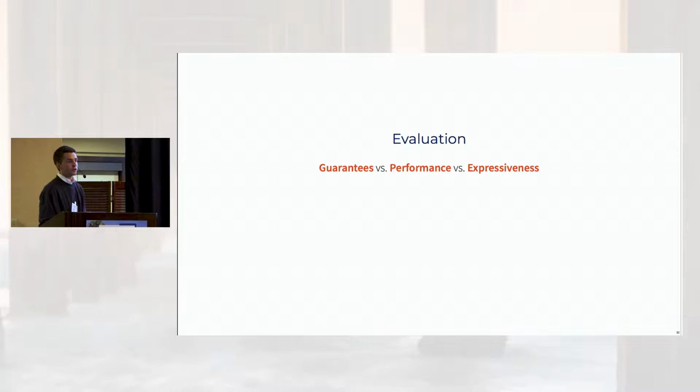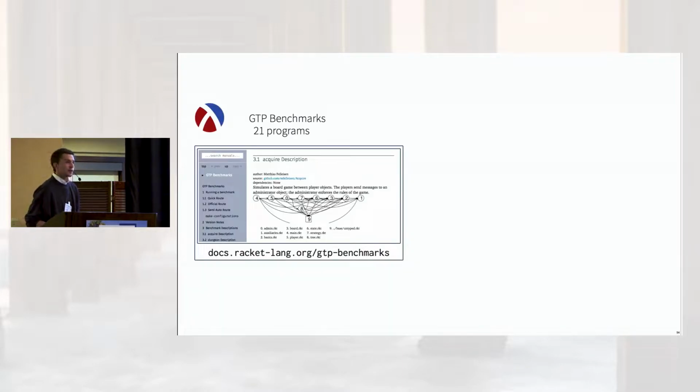Okay, so let's move on to the payoff. There's something to say about all three sides of the trade-off: guarantees, expressiveness, and performance, but I know you're all itching to hear about one of these, so let's move on to performance. First, we care about performance of a type system. So what does that mean?